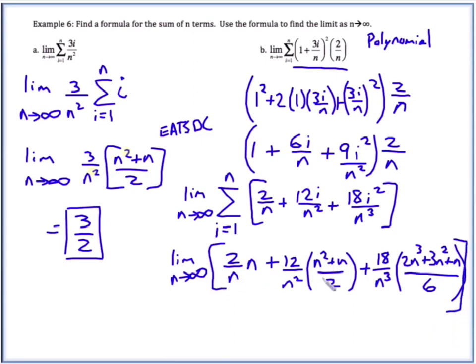Okay, so for each one of these terms now, you can use the limit rules for the degrees. So looking at this one, I can see my n's are going to cancel, so the limit is going to be 2. Okay, here, the exponents are the same, and so we're going to get 12 over 2, or 6. Okay, here we can also see the exponents are the same, so we're going to get 18 times 2 over 6. Well, 18 over 6 is 3 times 2 is also 6, and so this limit is going to equal 14. So that's how we can find the limit as n goes to infinity of our different summation notation formulas.